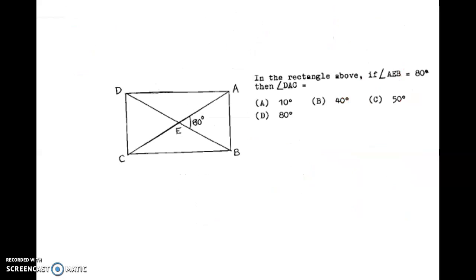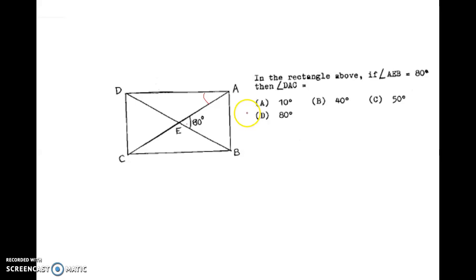Now this question here is a very old question. You can actually tell by the format of the question and the text and so on. So here we have a triangle, and angle AEB is 80, so that's this here. Then DAC is actually here, right? You want to find the size of that angle there.